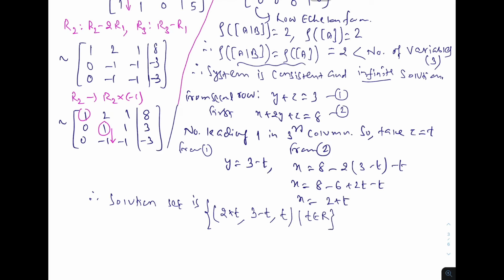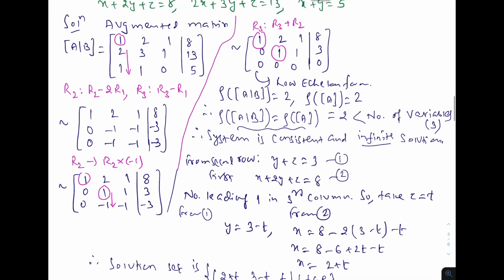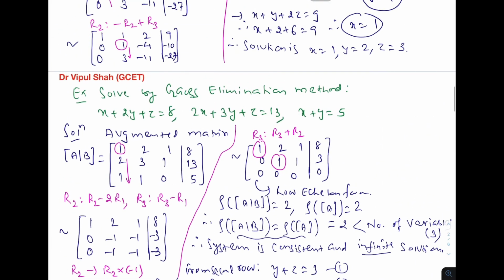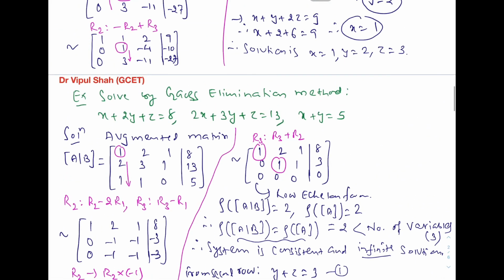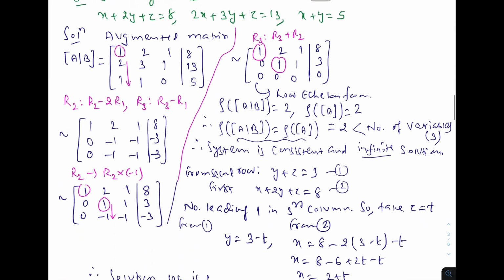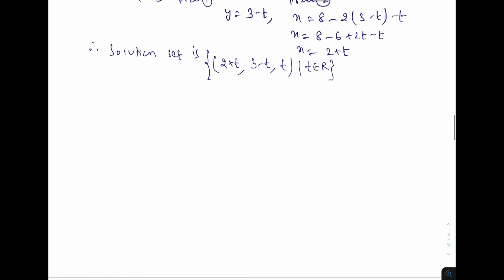So if you take t as any number, say 0, 1, 2, minus 1, whatever, there is one triplet, and that triplet you put here, and that will satisfy the equation. Okay, so in that way we are having infinitely many solutions. Okay, let us take one more example.